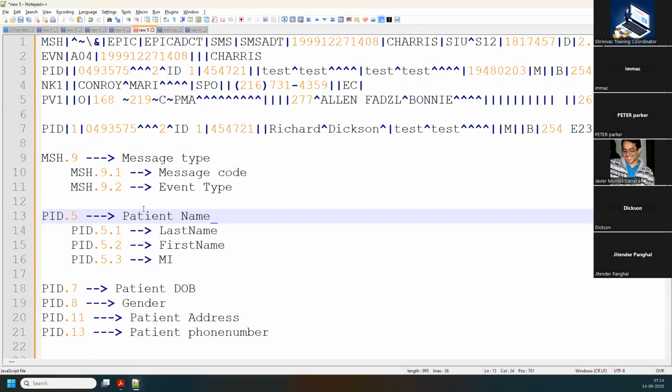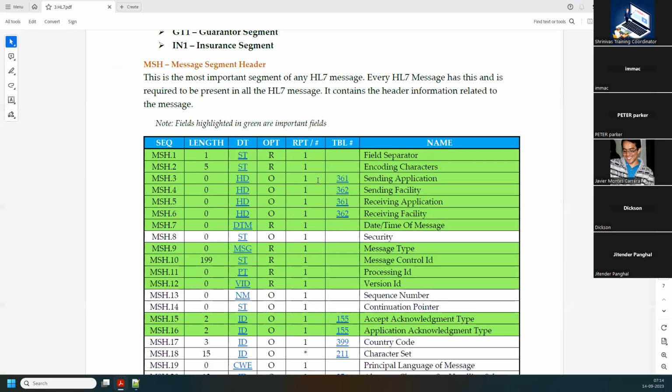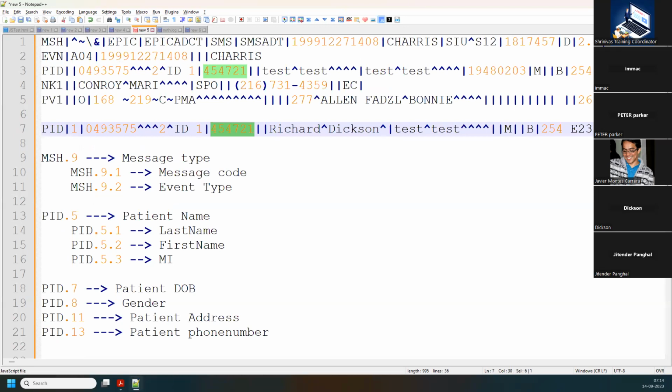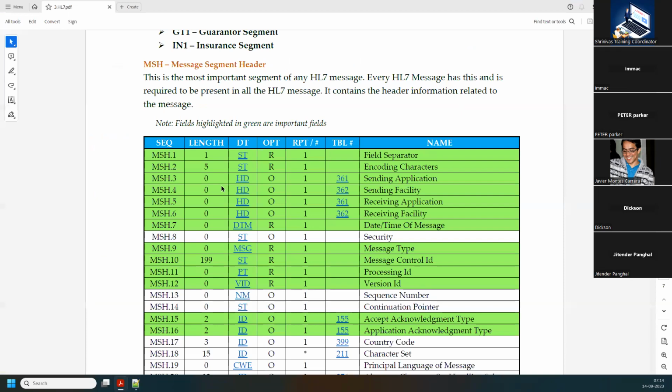The other day we were taking a look at the PID segment, right? And we were talking about segment number one, field number 1, field number 2, field number 3, right? In the same way, whatever we are seeing here, for example, this is MSH 3, this is MSH 4, this is MSH 5, 6, and so on. So we are going to see all the important fields that we need to be aware of as part of each one of the segment structures. So let's begin with the message header and first understand this table.